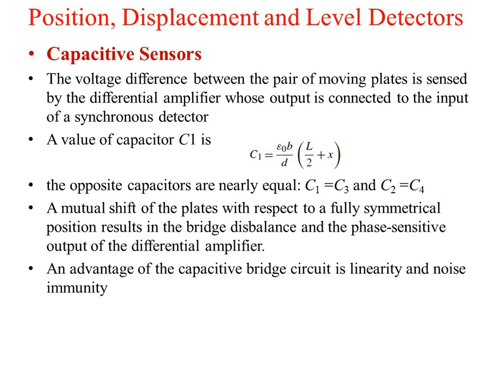That output is proportional to the displacement. An advantage of the capacitive bridge circuit is linearity and noise immunity. This is the advantage of this bridge. It will provide you linearity, as well as immunity to noise. Whatever noise is caused is going to cancel out, because the two capacitors are in opposite directions, so that will cancel.